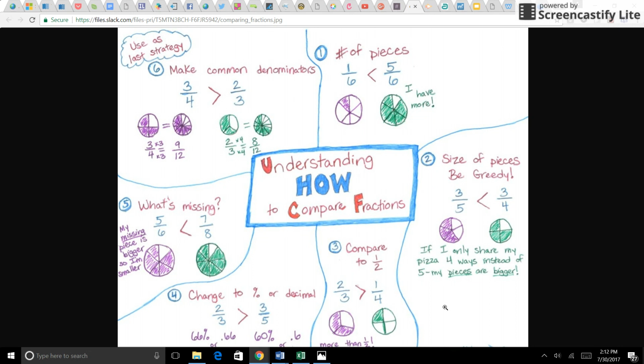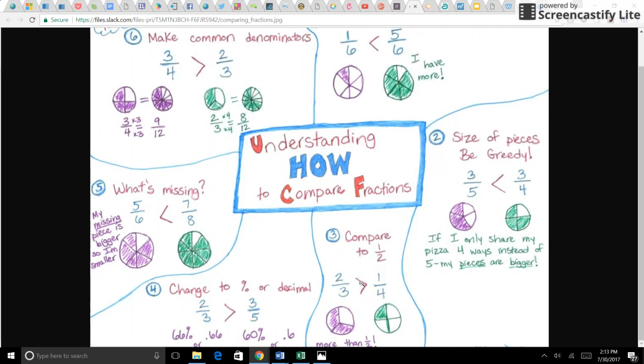A lot of fifth graders come in with the idea that you can cross multiply or use the butterfly method, where you would multiply 3 times 3 and 4 times 2, and you figure out this is 9 and this is 8, so this one's bigger. But when you do that process, you kind of miss the meaning of what each of these numbers actually represents. So I want you to try and figure out how to compare fractions in any of these other ways first.